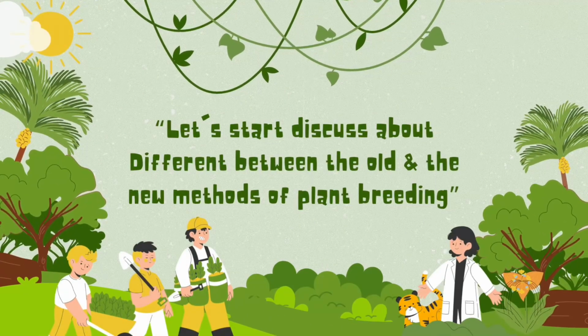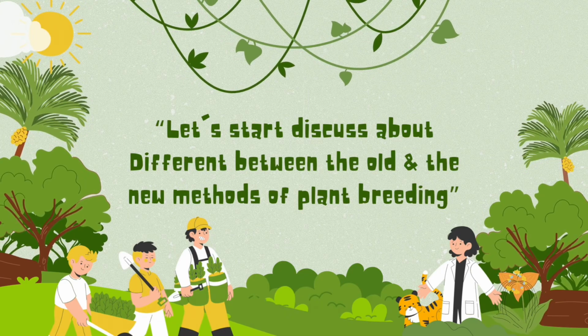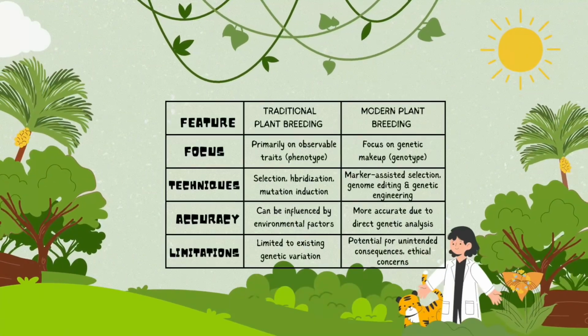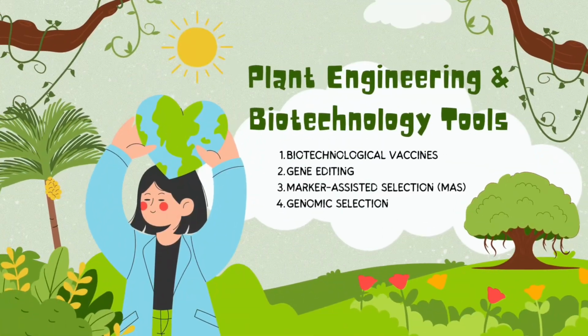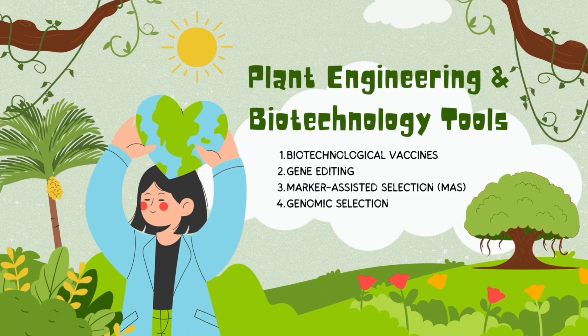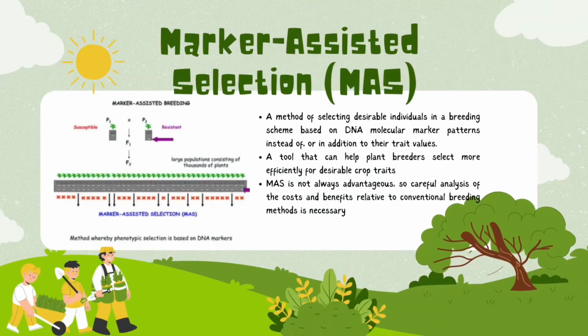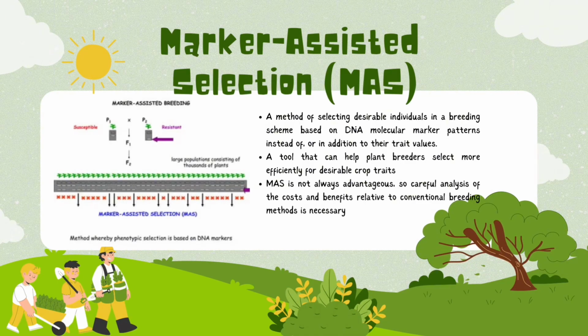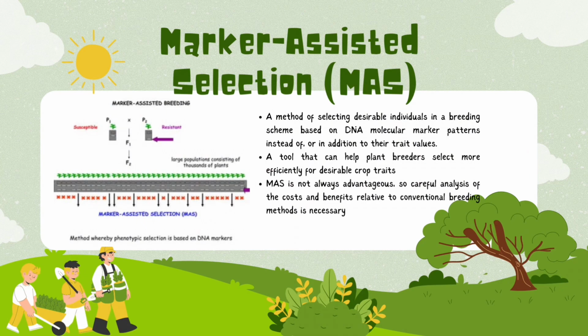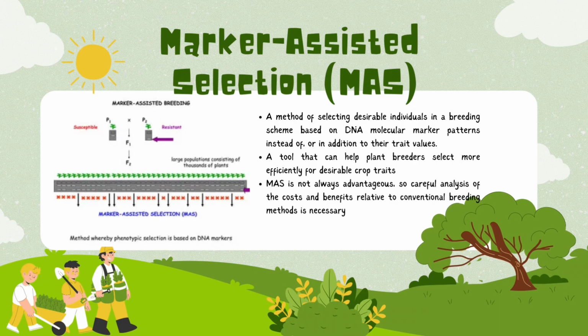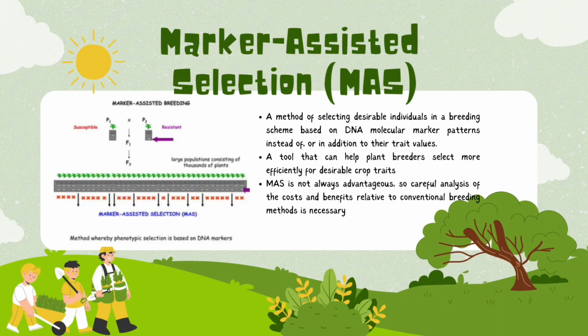Let's discuss the difference between the old and the new methods of plant breeding. Marker-assisted selection is a method of selecting desirable individuals in a breeding scheme based on DNA molecular marker patterns instead of, or in addition to, their trait values. A tool that can help plant breeders select more efficiently for desirable crop traits. MAS is not always advantageous, so careful analysis of the costs and benefits relative to conventional breeding methods is necessary.